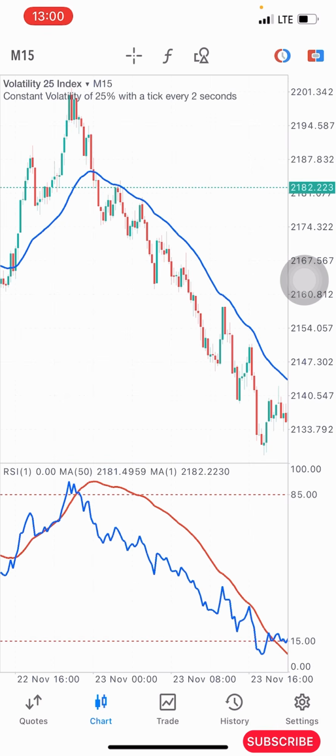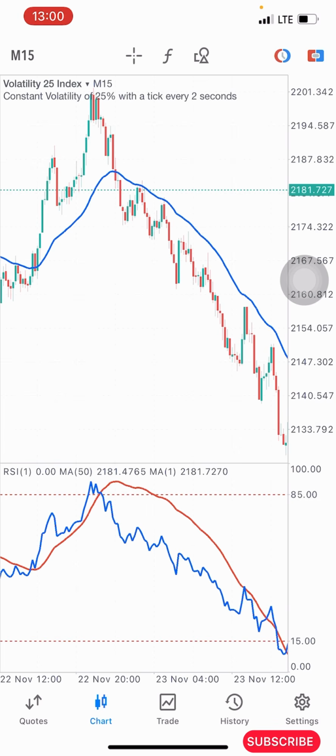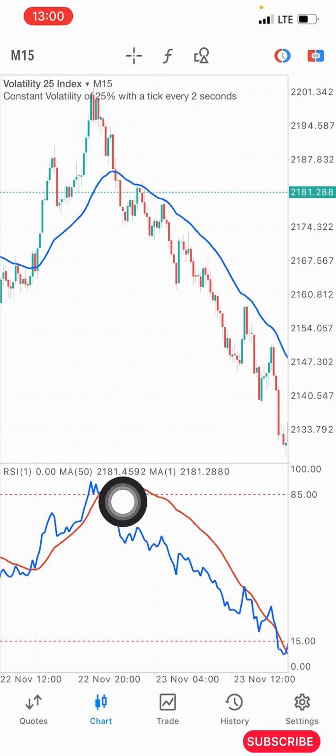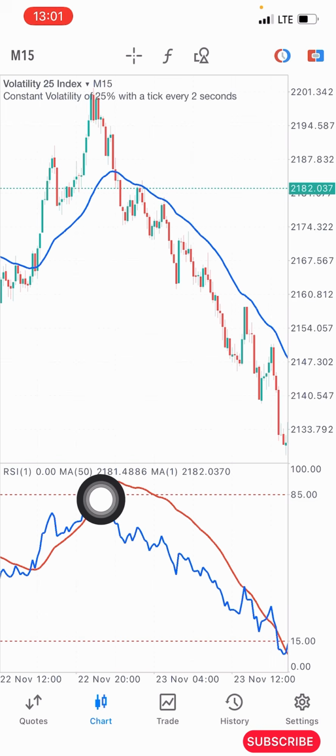Now, the first condition for this strategy is that you want price to get to the overbought or the oversold level, then you start looking for your buy or your sell entries. As you can see from this example, price got to the overbought level, which is our 85 level. Now what you want to see is this blue line cross below the red moving average. The blue moving average needs to cross below the red moving average.